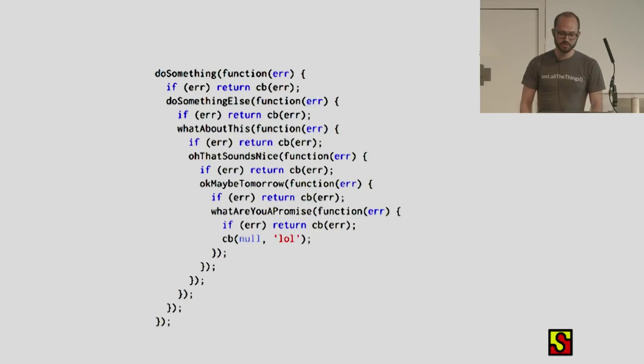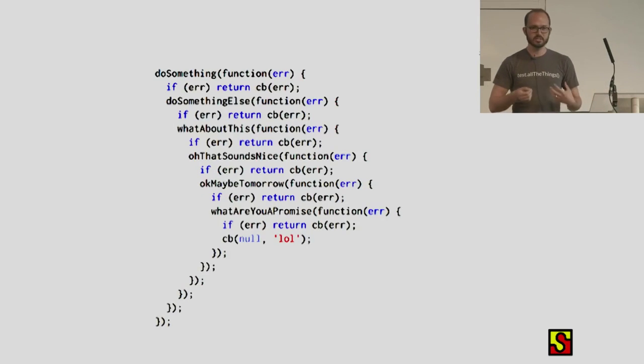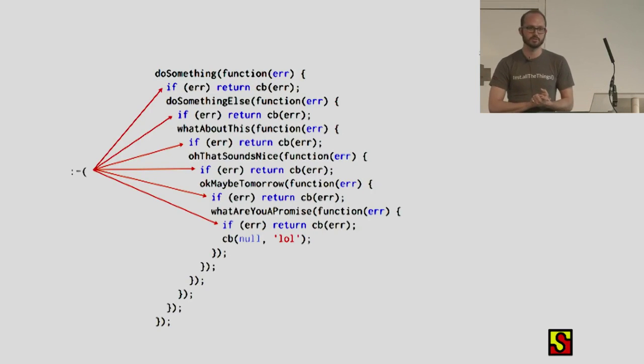So then we come back to our chain that we had before, but since each of these are asynchronous functions and they have to return their error into the callback, we end up doing something like this to make sure that we can break the chain of asynchronous functions whenever we get an error. So this is really, really sad to have all this duplication around all the time.